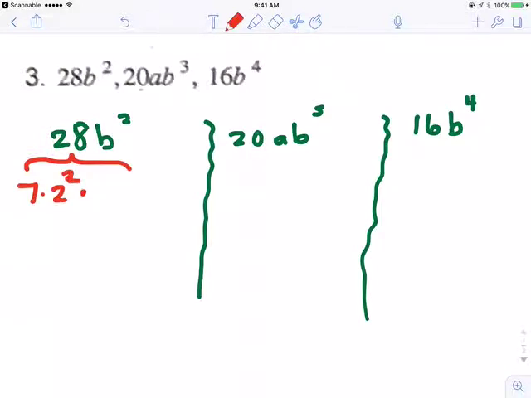What about my b squared? What do I do with that? It's just b squared. Yeah, you want to collect them. So we're just going to leave it as b squared, right?